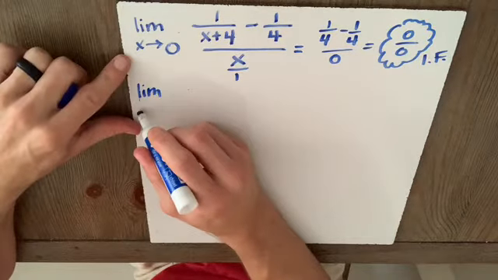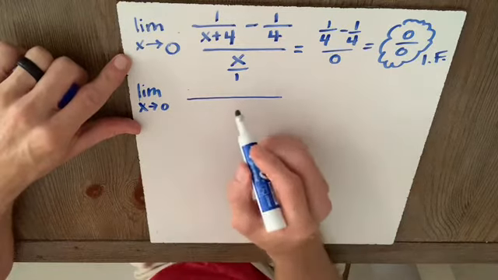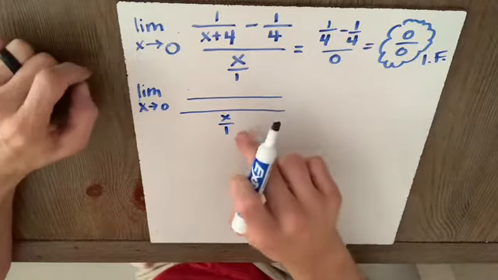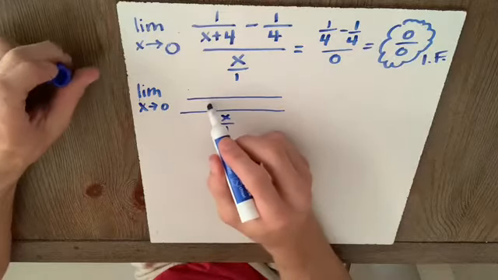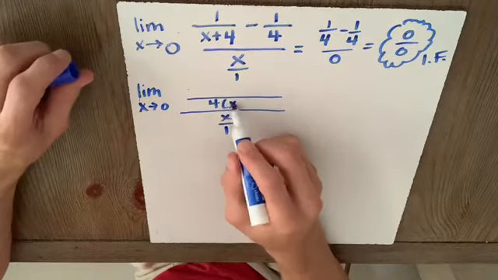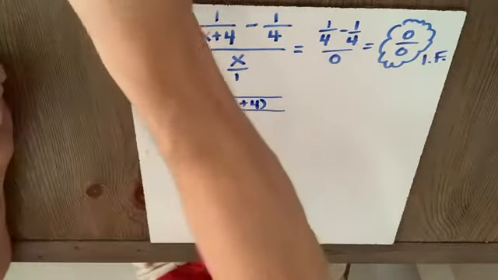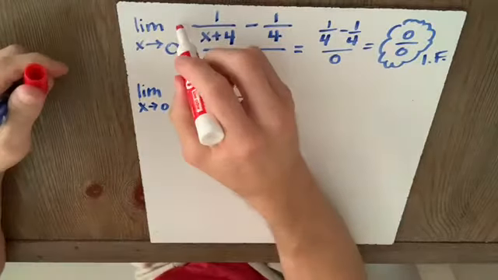So I have the limit as x approaches 0 of, well, I have x over 1. So I'm going to keep that. I want the common denominator of 4 and 4 plus x. So I'm going to say 4 times x plus 4. And what I'm doing here is saying, well, x plus 4 times what gives me my common denominator? That's pretty easy.